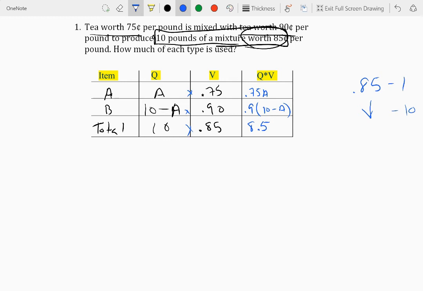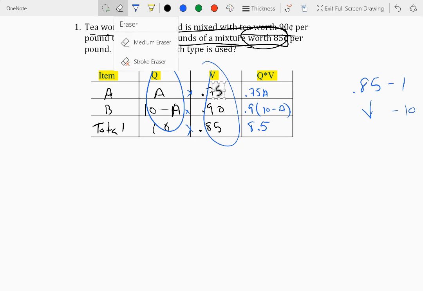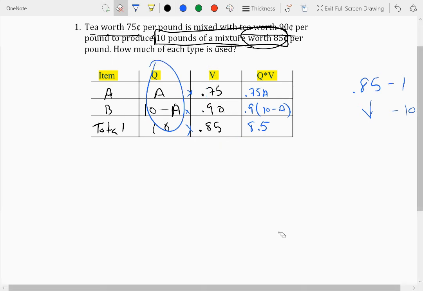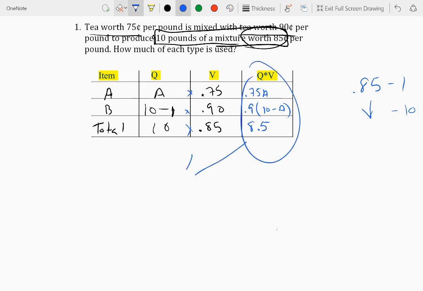Anyways, so right here, this A minus A is gone. 10 is equal to 10. There's nothing that I can do with this column. There's nothing I can do with those two columns. So naturally, what I'm going to do is just work on this one. This is where my system becomes 0.75A plus 9/10 times 10 minus A is equal to $8.50.